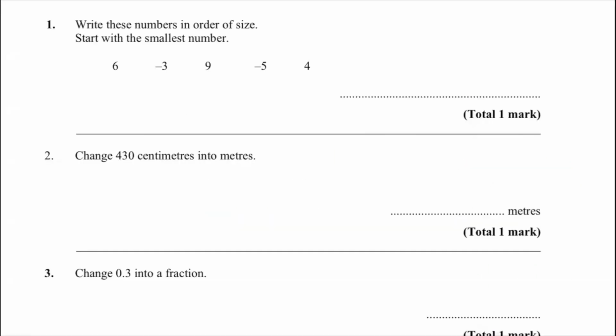Okay, so our first question is asking us to order, starting with the smallest. So we have -5, -3, 4, 6, and 9. Now we're being asked to change 430 centimeters into meters. Rather than give you the answer, I'm going to give you something that might be useful to learn, and it will help you convert all length.